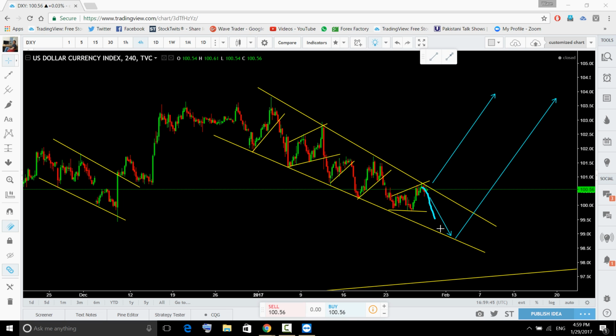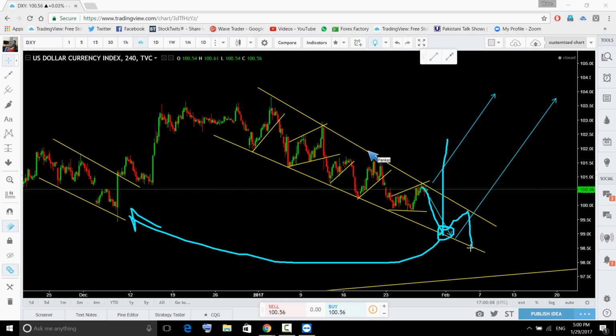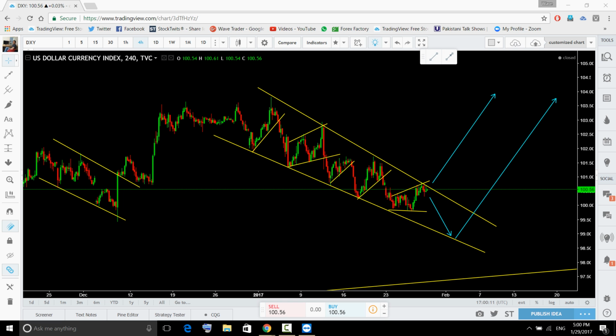So it can fall back again to the bottom, and at the bottom you need to watch for the impulsive move, whether from the bottom it is going to change its direction to the upside or not. If price again forms a corrective move near the trend line, then you need to look for one more move down to the downside.